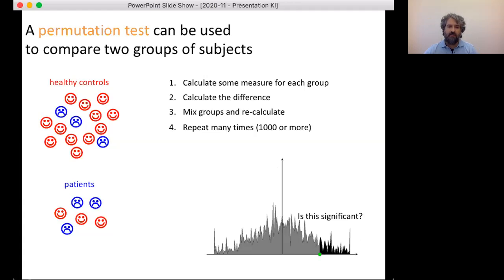We could have a different situation in which we have a broader distribution, such as this one, where we have a lot of cases in which by mixing patients and controls, we get higher differences than in the original two groups. In this case, the answer to the question, is this significant, will be no.